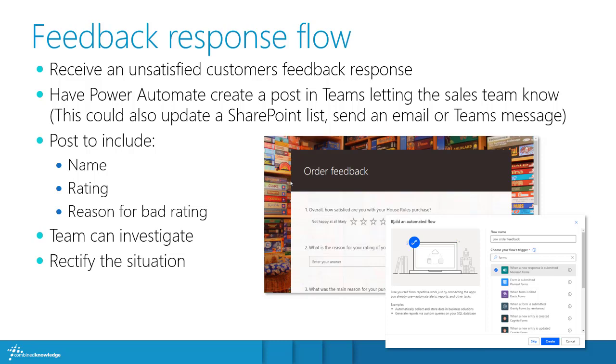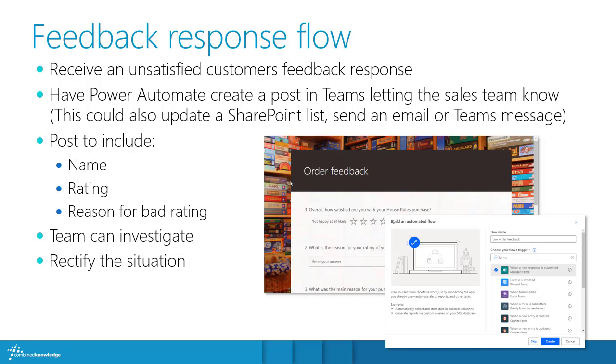So our scenario then is we're going to receive an unsatisfactory review. Our customer is unsatisfied with their recent purchase with our shop. So what I want to do is have Power Automate create a post in Teams, letting sales teams know that we've had a feedback response that isn't favorable, and maybe they want to action that. Now this could also update maybe a SharePoint list or send an email or a Teams message. It's endless. It's almost like a Lego block situation where if you wanted to do something, you simply build that up and action that out.